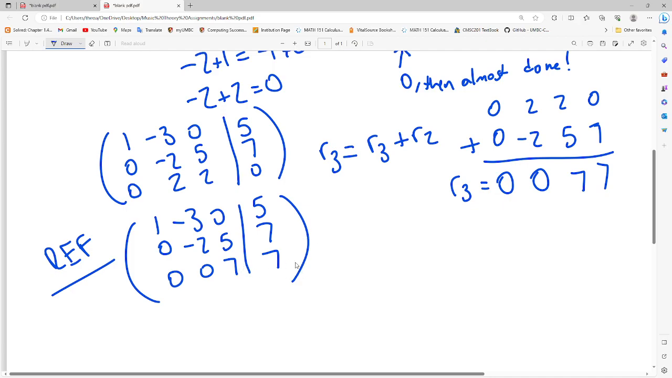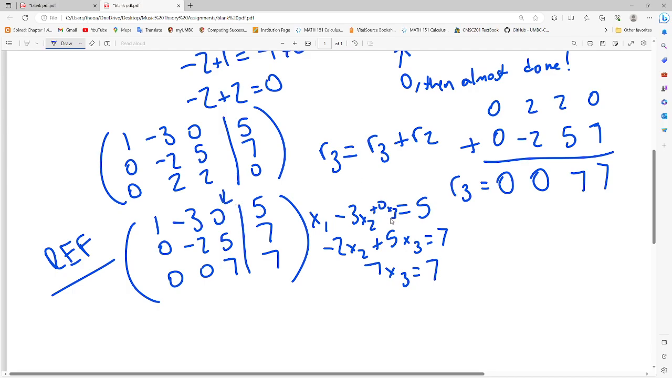So now that we have this, we can rewrite this as we said before. 7x3 is equal to 7. -2x2 plus 5x3 is also equal to 7. And then x1 minus 3x2 is equal to 5. Notice there's nothing here because there's a 0. So we'd just be saying 0x3, which is just 0. So let's look at this first one right here. 7x3 is equal to 7.